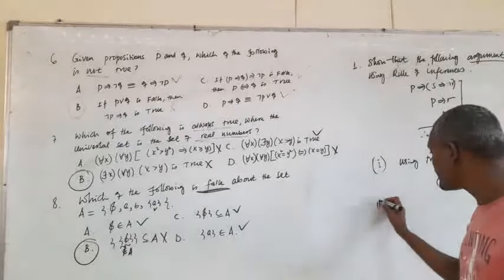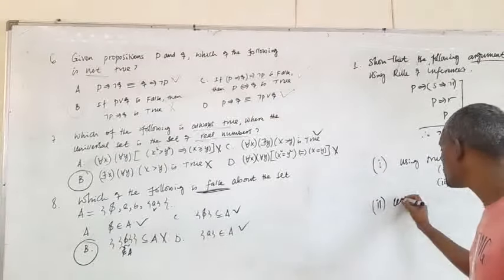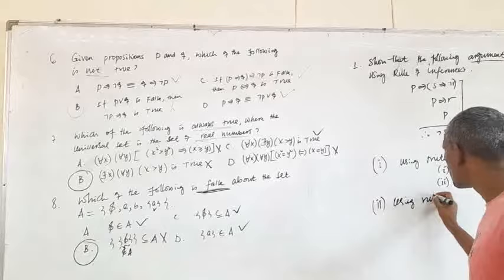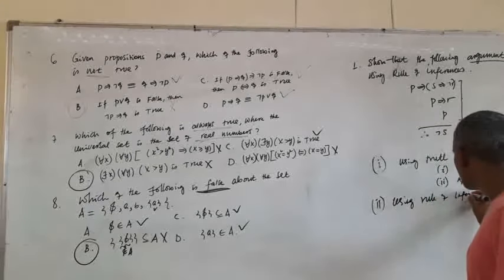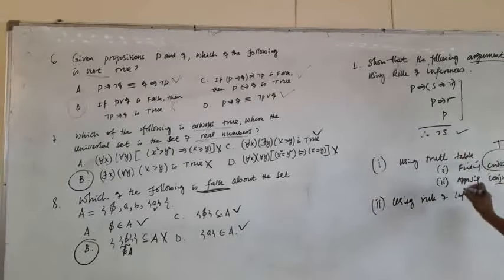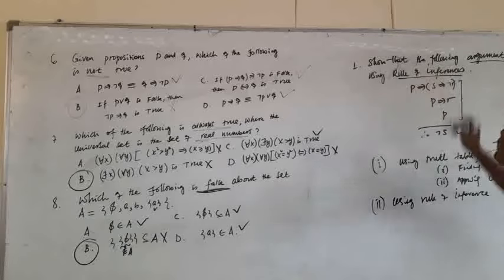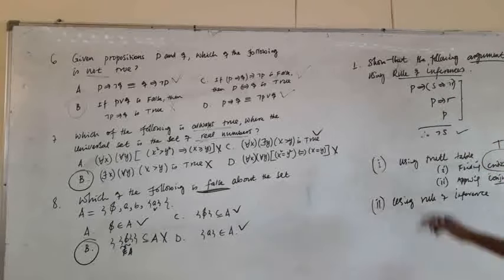And the second one is using the rules of inference. There are different rules of inference, so using those rules, we can show the given argument is valid. The question restricted us to use rules of inference.